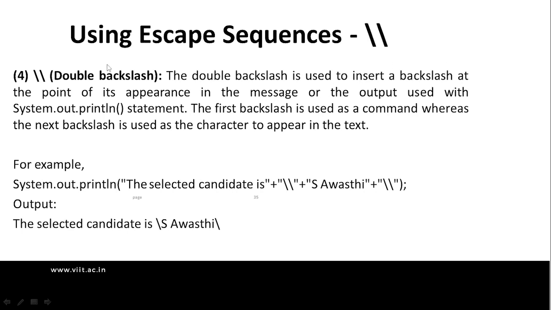Simple double backslash is used to insert a backslash at the point of its appearance in a message or the output, used with System.out.println. The first backslash is used as a command, whereas the next backslash is the character to appear in the text. So this slash, yes, and this slash.